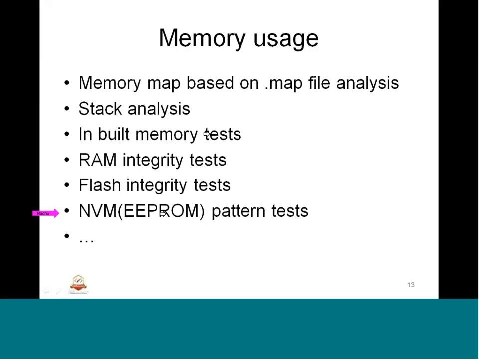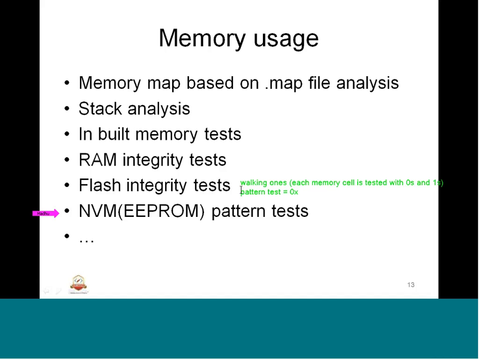So there are various types of tests. For example, for EEPROM they use the pattern test, and for flash they use the integrity test. Integrity test can be done with the help of walking ones, where each memory cell is tested with zeros and ones. That means whether each cell is capable of programming a zero and programming a one. So that is also called a pattern test.